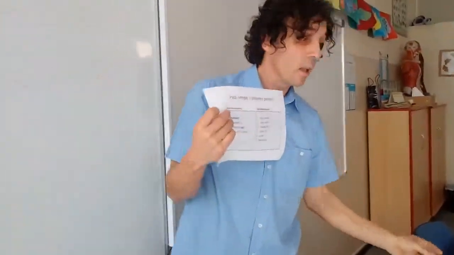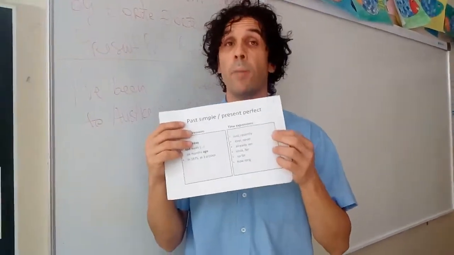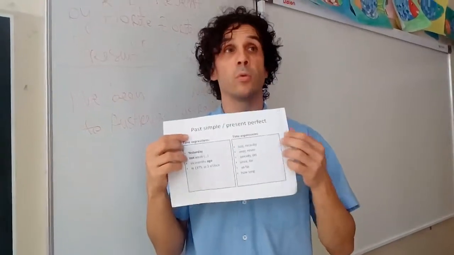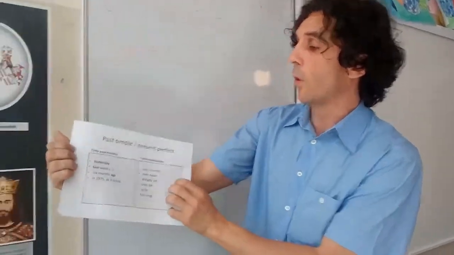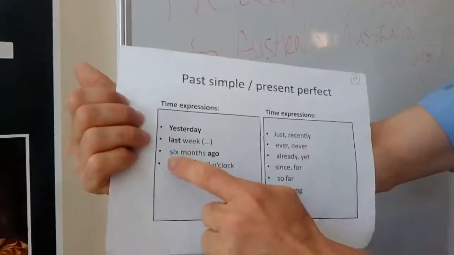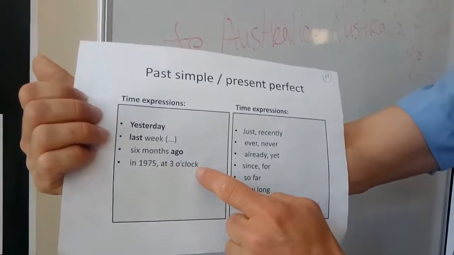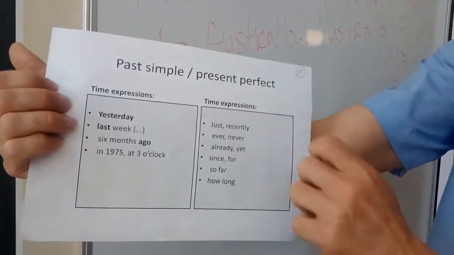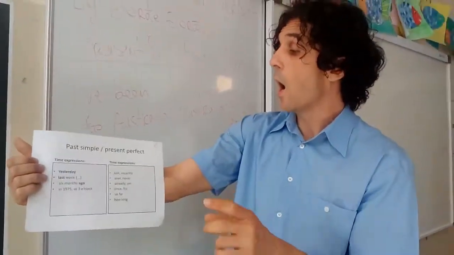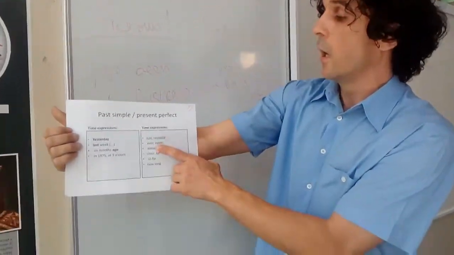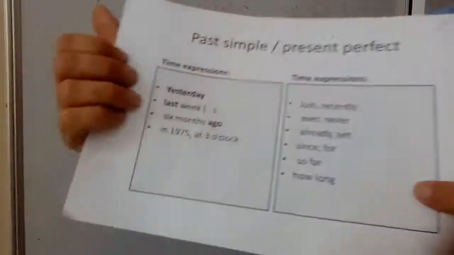And the last thing I want to tell you today is the typical time expressions for past simple tense and for present perfect tense, and to draw a difference between them. For example, the typical time expressions for past simple tense are yesterday, last week, 6 months ago, in 1975, at 3 o'clock, etc. But the typical time expressions for the present perfect tense, because the time of the action is unspecified, are like this: just, recently, ever, never, already, yet, since, for, so far, or how long.